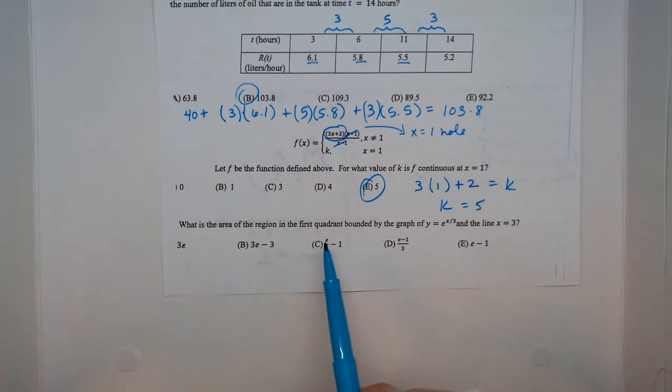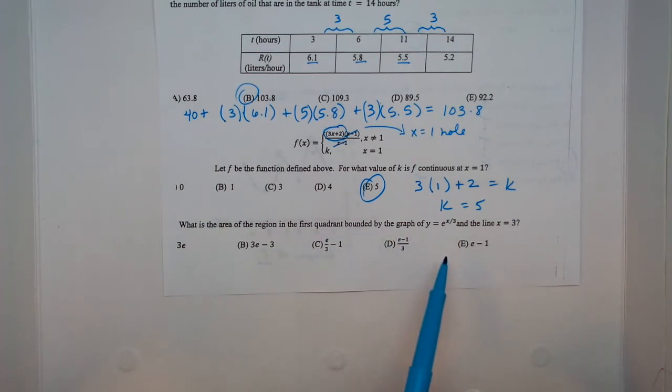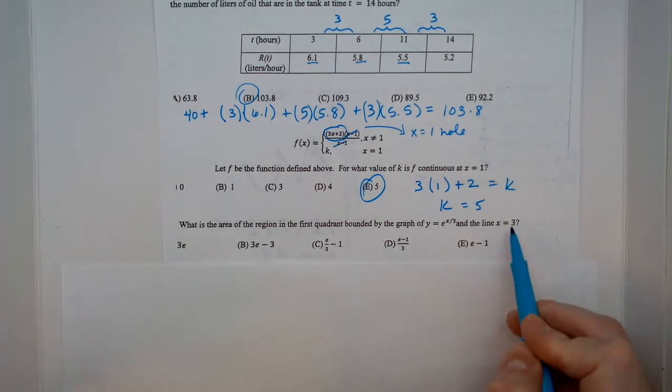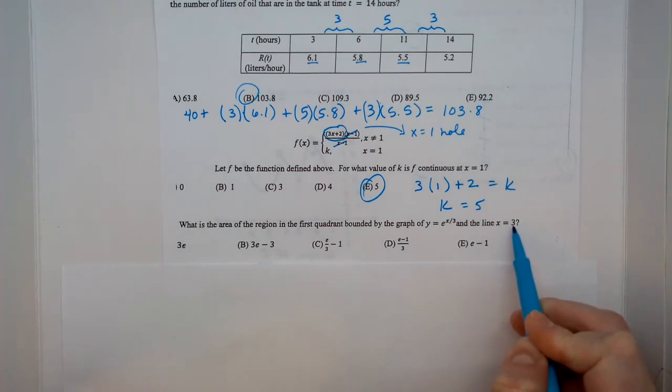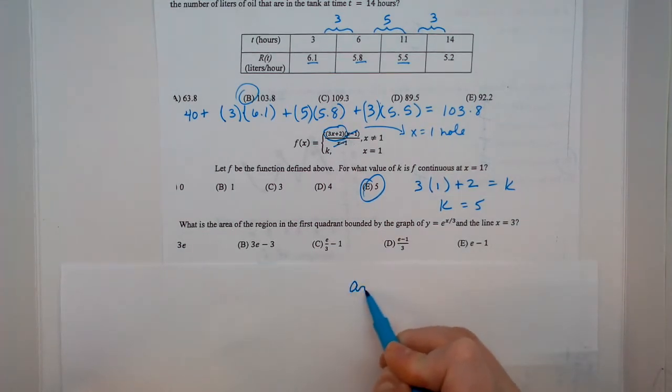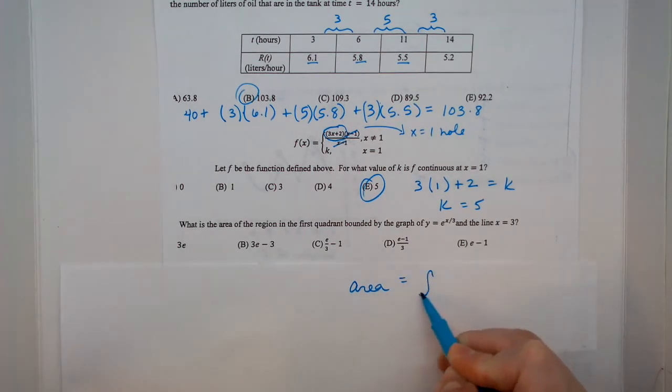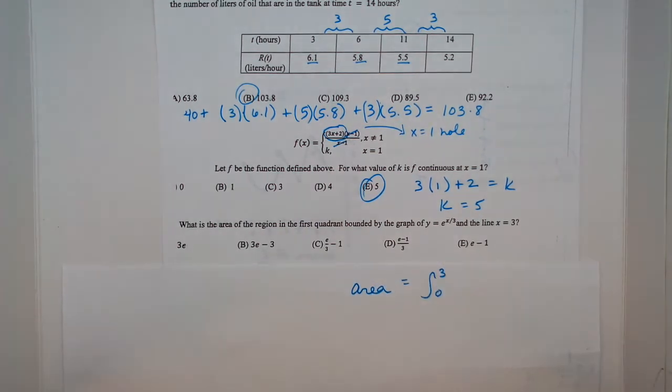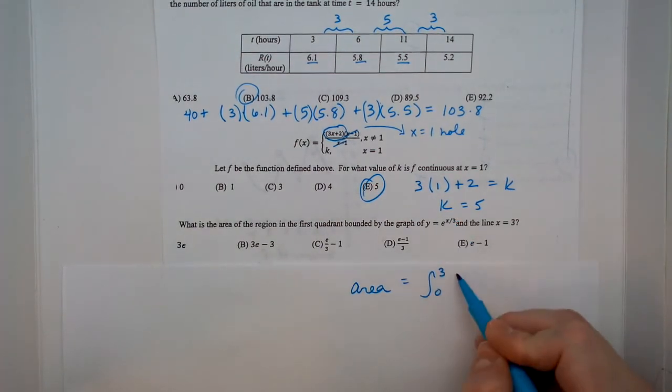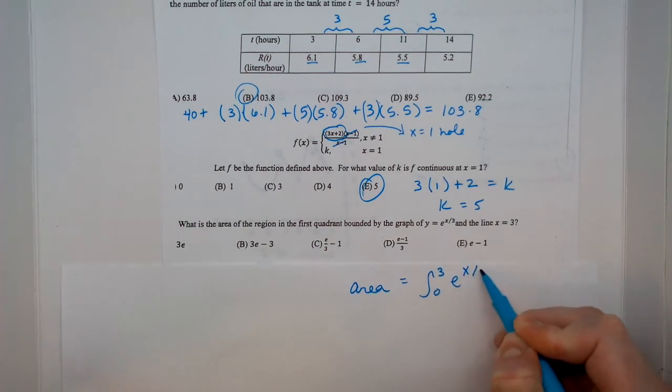What is the area of the region in the first quadrant bounded by the graph of y equals e to the x over 3 and the line x equals 3? Okay, so to find that area in the first quadrant, remember that x equals 3 is a vertical line at 3. So for the first quadrant, we're going to use the boundaries 0 to 3. I don't care about anything less than 0 because that's not in the first quadrant any longer. So the integral from 0 to 3 of our function will give us the area.